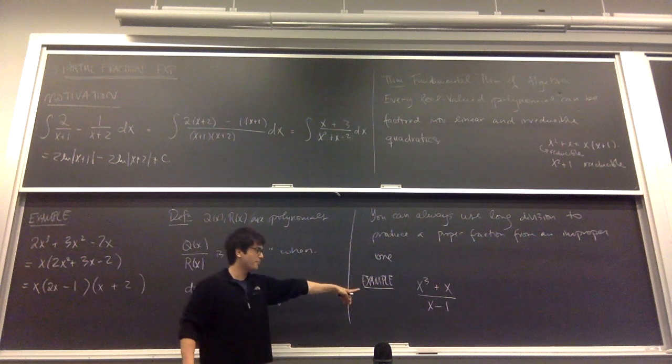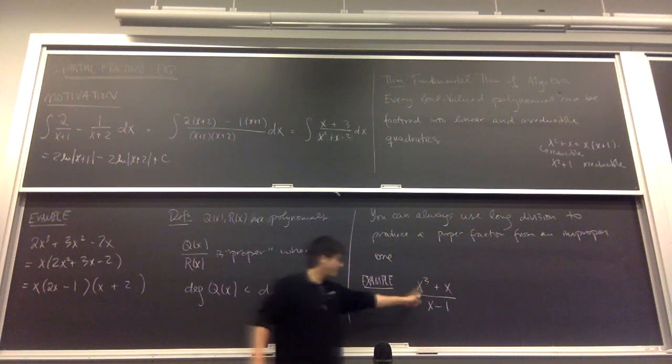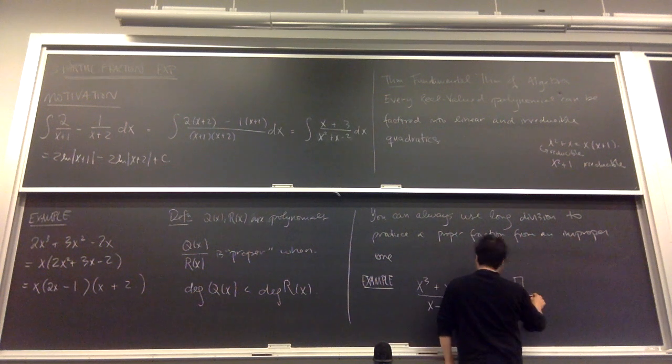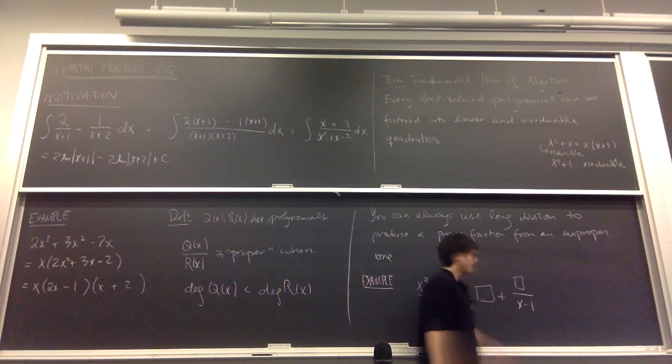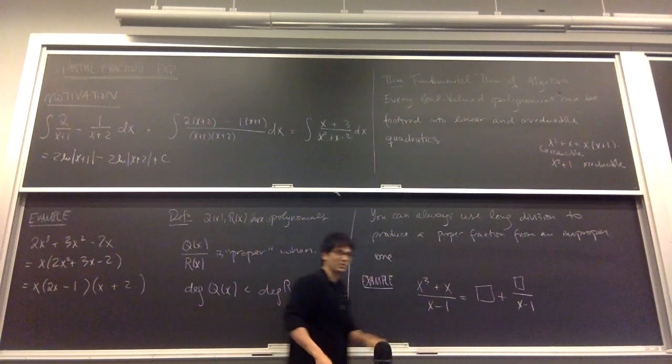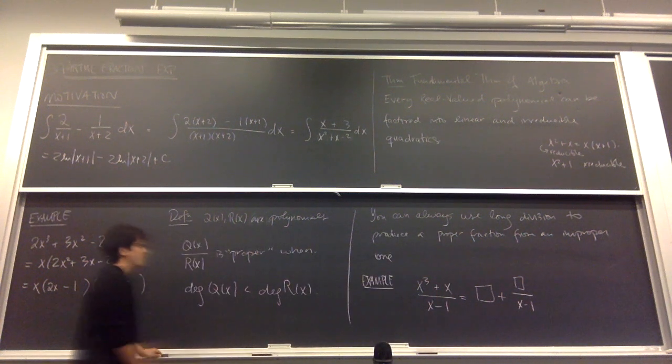Well, okay, I'm going to wipe down the boards. You give this a go. This has to be equal to something plus something over x minus 1, where this something is proper, right? So you've got to figure it out. Try to remember the technique while I wipe down the board.